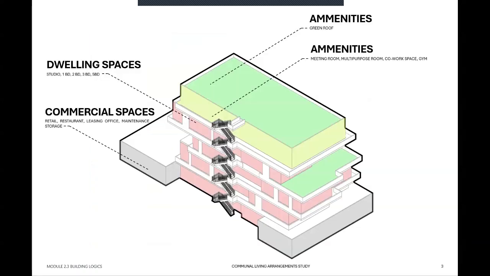For my communal living arrangement study, I used this isometric diagram that shows the different types of spaces and how they're laid out throughout the building. So on the first floor, we see the commercial spaces around the building, and then we also see some of the dwelling spaces on the first floor. And those go all the way to the fourth floor. We also see the amenities located on the fifth floor, and we also see a green roof located on the rooftop.